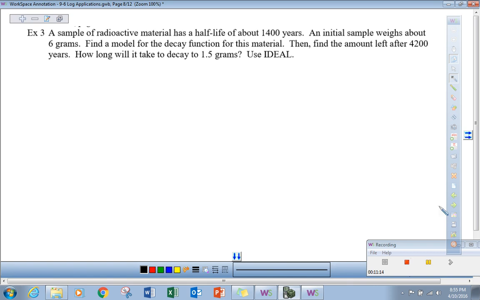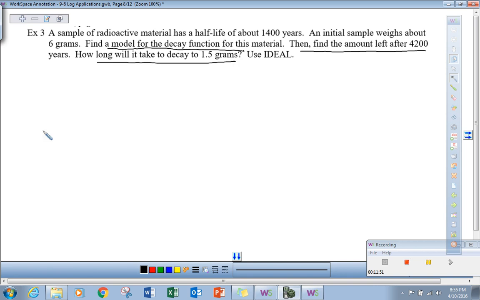So if you really look at it in here, guys, there's kind of 3 problems in here. 1, they want us to find a model. 2, then they want us to figure out how much is left after 4,200 years. And then last but not least, how long will it take to decay to 1.5? This one, since all the numbers are half of the previous number, you could really do in your head. We're going to go through the model, so I can mention a shortcut though.